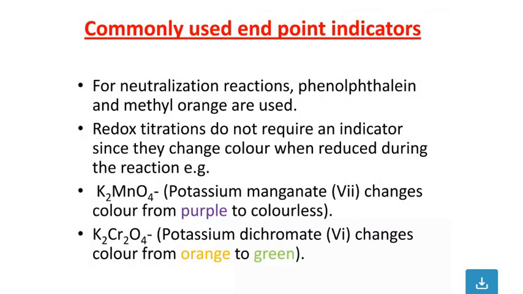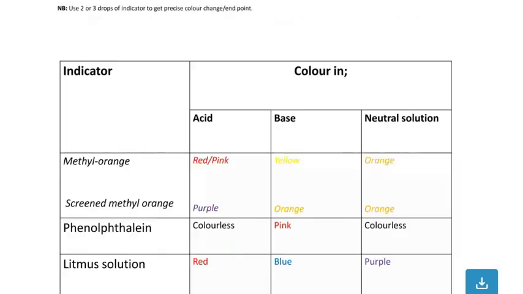Now, commonly used end point indicators. For neutralization reactions, phenolphthalein and methyl orange are used. Redox titrations do not require any indicator since they change color when reduced during the reactions. KMnO4, here potassium manganate(VII), changes color from purple to colorless. And K2Cr2O7, here potassium dichromate(VI), changes color from orange to green.